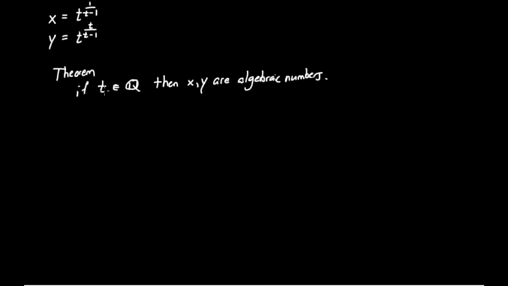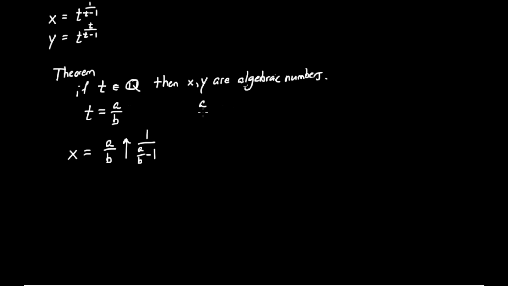So the claim is that if t looks like this, if it's a ratio of two integers, a over b, then x and y that I get out of these two equations are going to be algebraic numbers. So let me prove that now, and it's not too difficult to show. So let me play around with this equation for x. So I make the substitution that t is equal to a over b, where a and b are both some integers. So it's going to be a over b raised to the, I'm going to use this up arrow notation for the exponent, 1 over a over b minus 1.